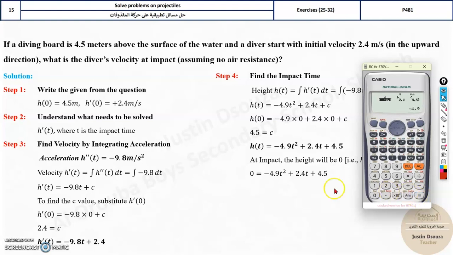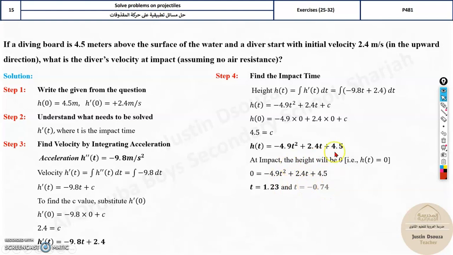Now it is minus 4.9 plus... Okay, so these are the answers. It's 1.2 and 0.7, but negative. Now, look carefully. We are getting two values. One is positive, that is 1.23, and the other is negative, 0.74. You cannot take a negative value because we are considering t as time. We are dealing with the position with respect to time t. Impact time cannot be negative. So just disregard the negative value, and take the positive value 1.23 as the time.